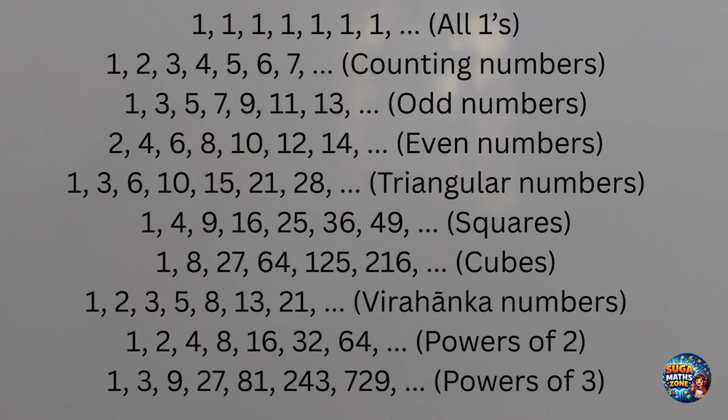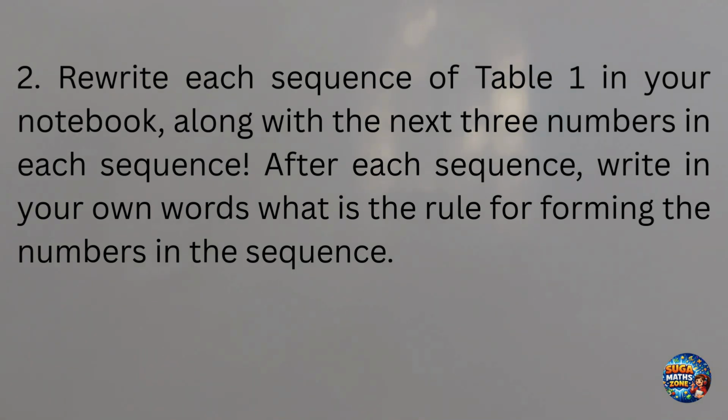Let us recall the sequences in Table 1: all ones, counting numbers, odd numbers, even numbers, triangular numbers, squares, cubes, Virahanka numbers, powers of 2 and powers of 3. The second question is, rewrite each sequence of Table 1 in your notebook along with the next 3 numbers in each sequence. After each sequence, write in your own words the rule for forming the numbers in the sequence. So you have to copy the number sequence from your book to your notebook.